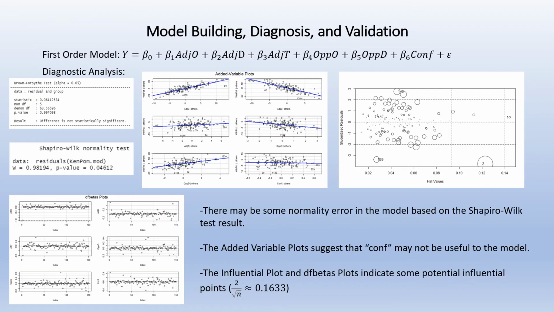So to test for constant variance, the Brown-Forsythe test was used in R, and based on the result, it does appear that constant variance is not really violated. Now, the same cannot be said for the Shapiro-Wilk normality test, which, hence the name, tests the normality of the errors.